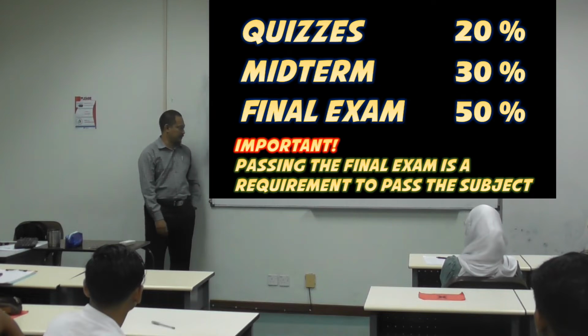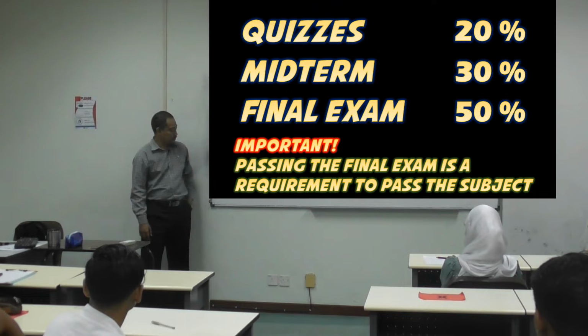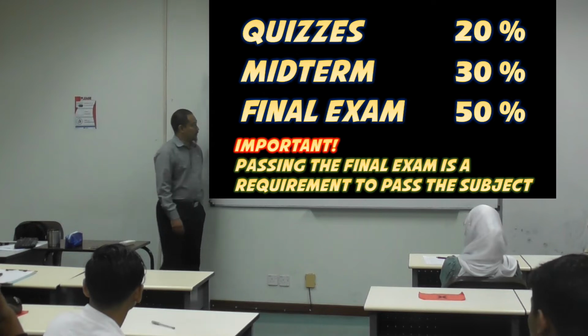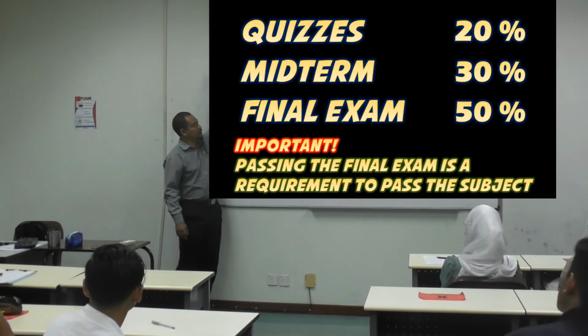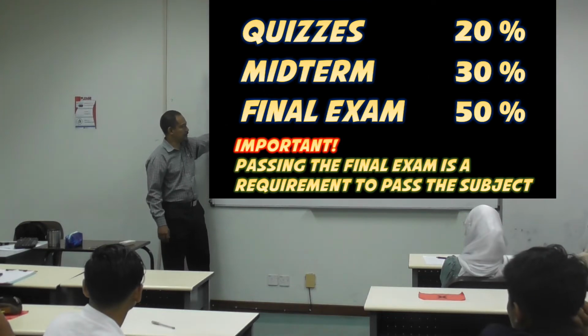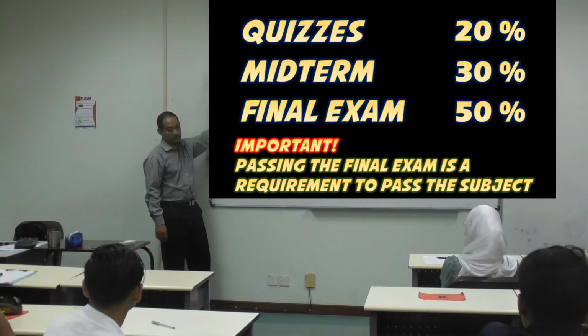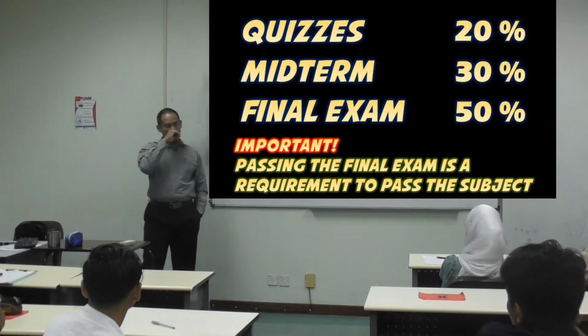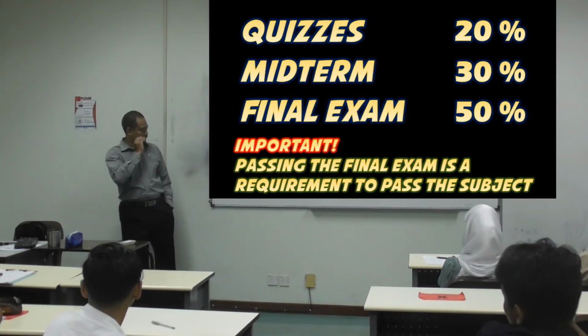Now, important. This policy has been in place for several years already. I think before it was not like this, but now passing the final exam is a requirement to pass the subject. Meaning what? Meaning that even if you score full marks in the quiz and full marks in the midterm, so you get 50%, and then you get some mark in the final, in total you have passing marks, meaning above 50. But if you fail the final exam itself, meaning it's below 50%, or 25, you still fail, right? So last semester, I think there were 1 or 2 students in that category.